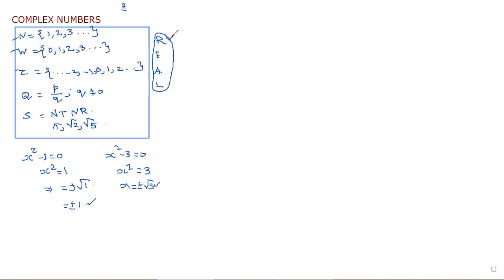But scientists found difficulties in solving another type of equation. For example, take x square plus 1 equal to 0. In this equation, x square is equal to minus 1. So x is equal to plus or minus root over minus 1. Here comes the problem. Mathematicians could not find the square root of a negative number.